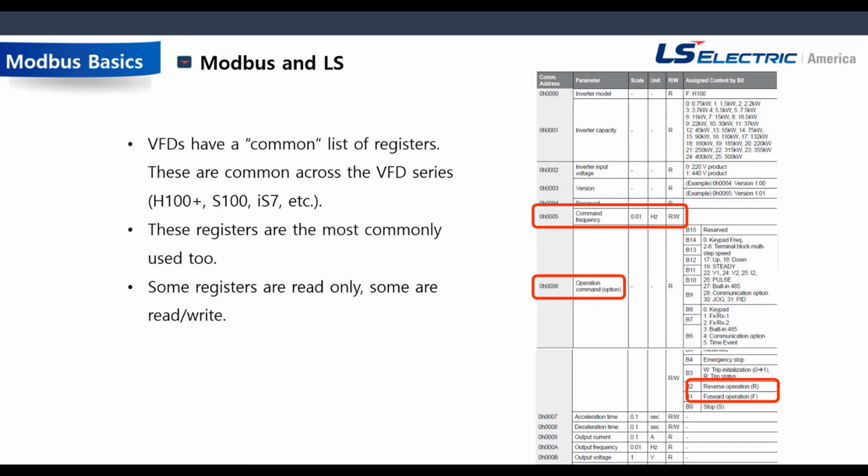So a lot of the common things that people are reading and writing to are on this list. Also be aware that there is that R/W column. Some of these registers are read-only, some are read or write. So again, if you try writing to a read-only register, it's not going to work.